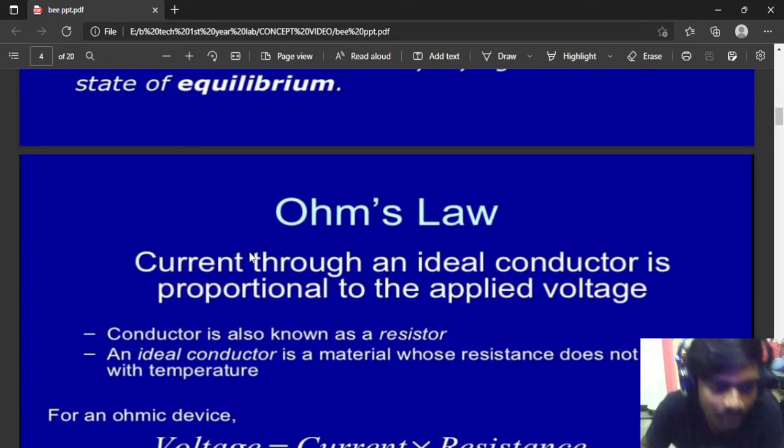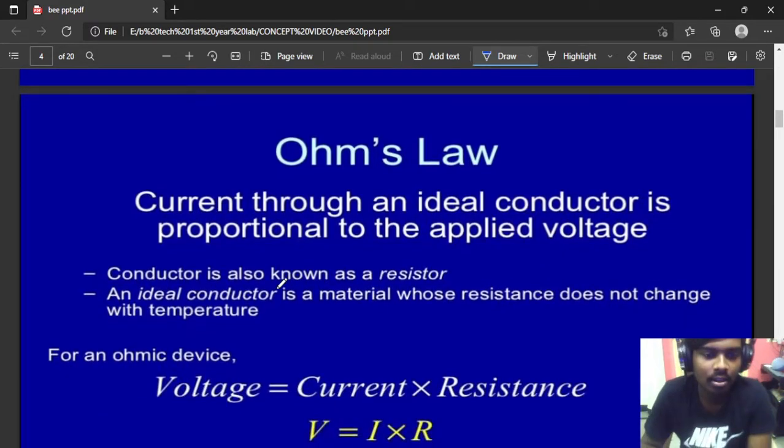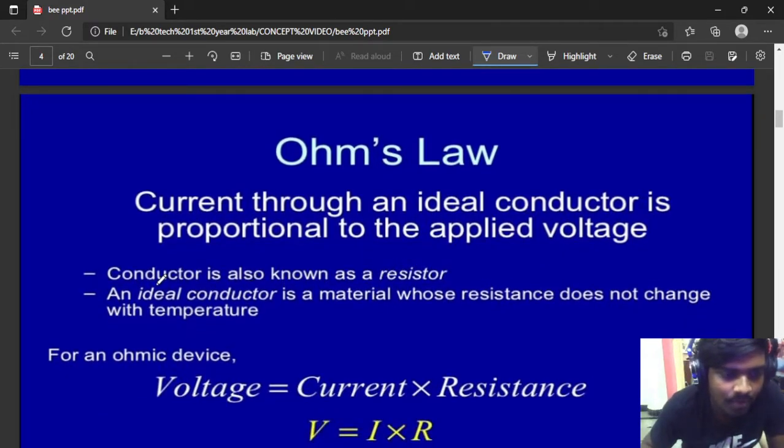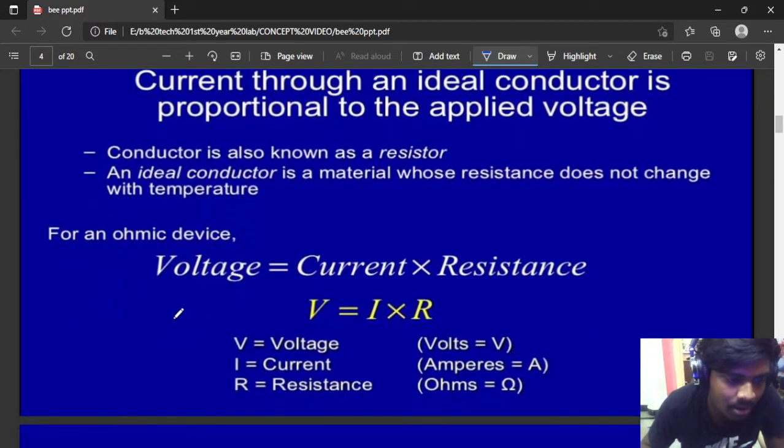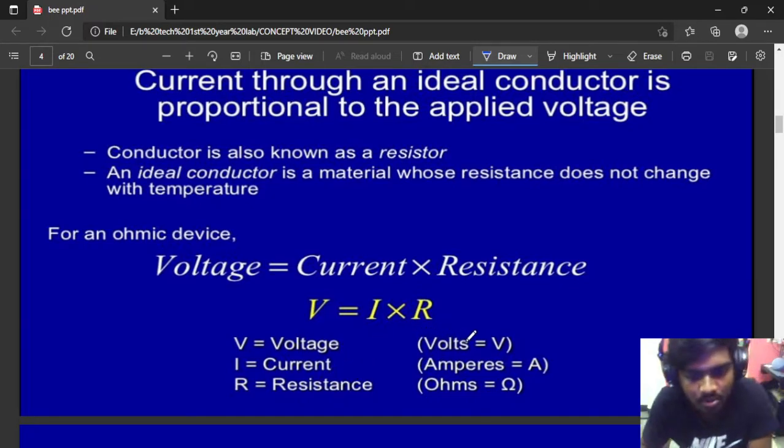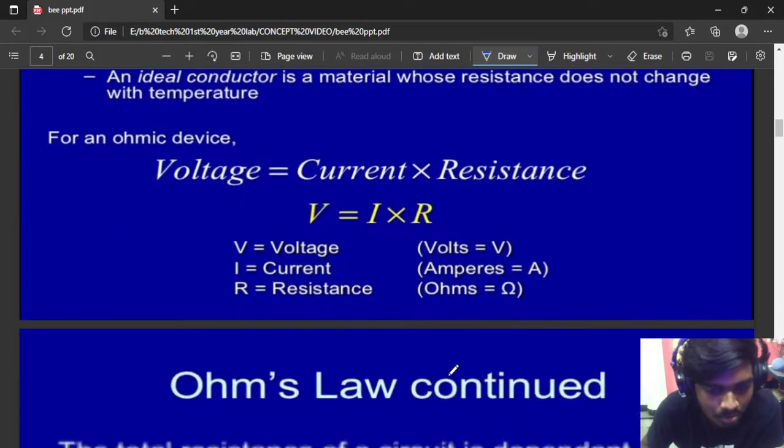And Ohm's law: current through an ideal conductor is proportional to the applied voltage. A conductor is also known as a resistor. An ideal conductor is a material whose resistance does not change with temperature. For ohmic devices, voltage is equal to current times resistance, that is V = IR, where V is voltage, I is current, and R is resistance. Voltage units are volts, current units are amperes, and resistance units are ohms.